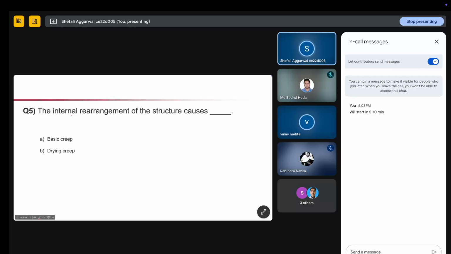The internal rearrangement of the structure causes basic creep or drying creep. B. Okay. Anybody who thinks A is the correct answer? So actually it's basic creep. When we have seen the definition of basic creep, it is mainly when your CSH will move from one place to another, or it will fill the very small pores in your concrete system. That is your basic creep. So mainly because of rearrangement of the structure, it will be basic creep.